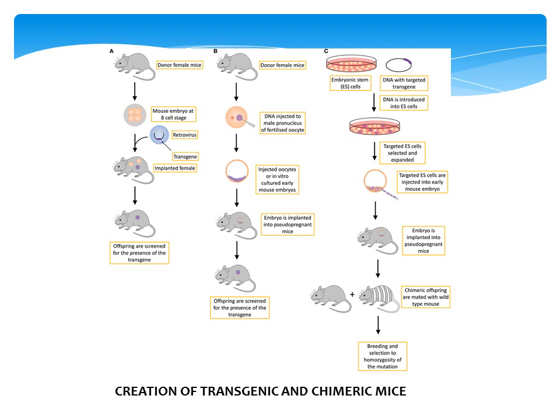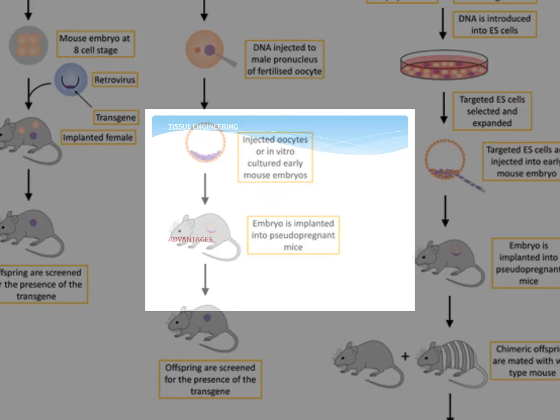So here we have three different ways. In one we have used retrovirus, in another we have used microinjection, in another we have used recombinant DNA technology using a plasmid and a targeted transgene and introduced into the embryonic stem cells to create chimeras.